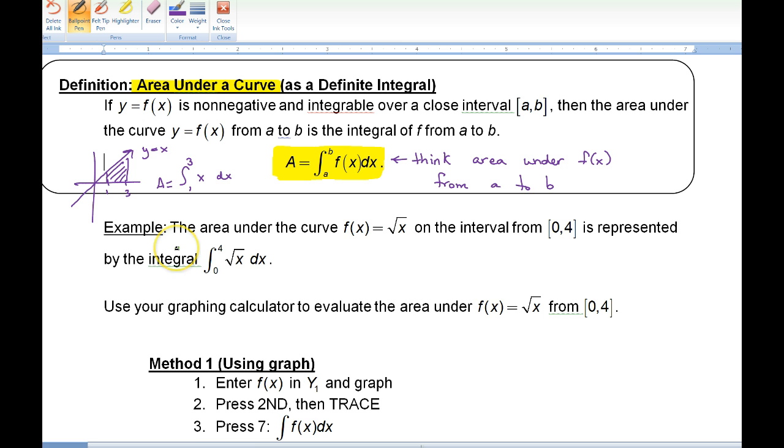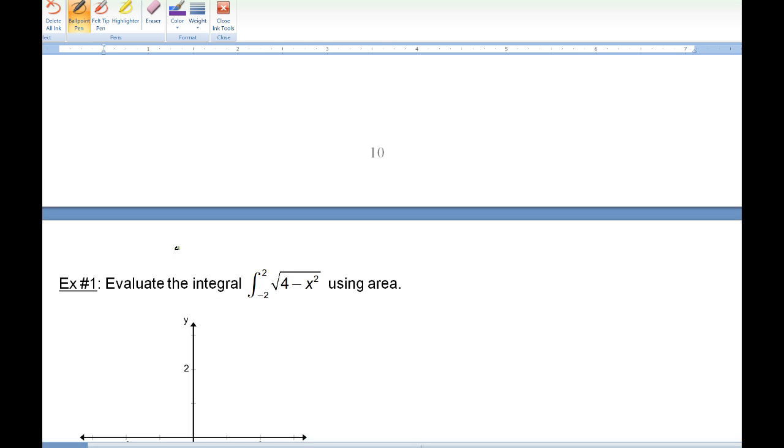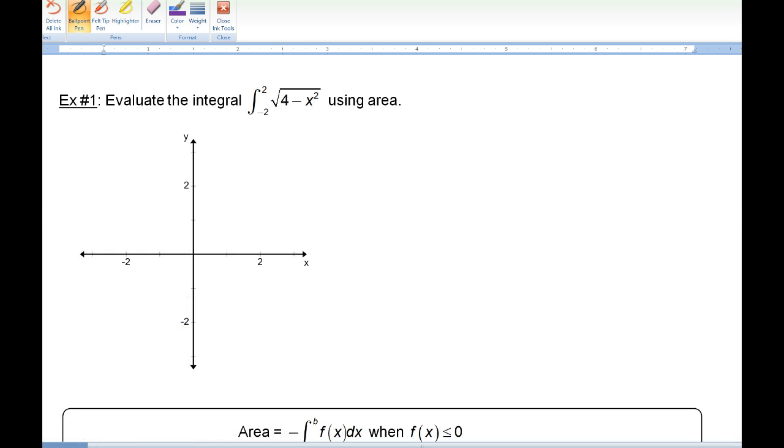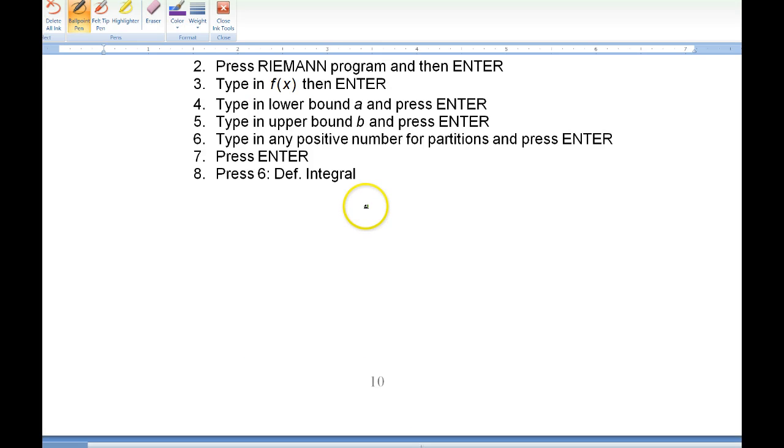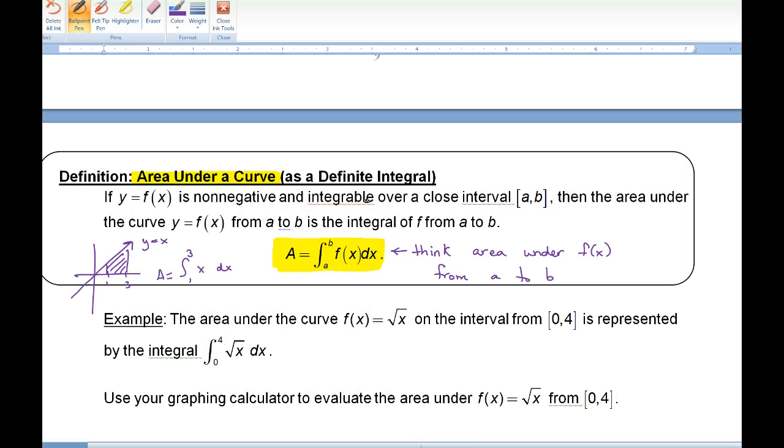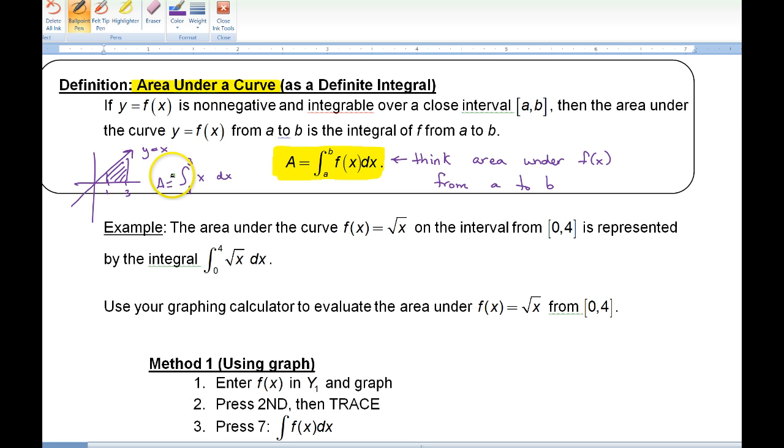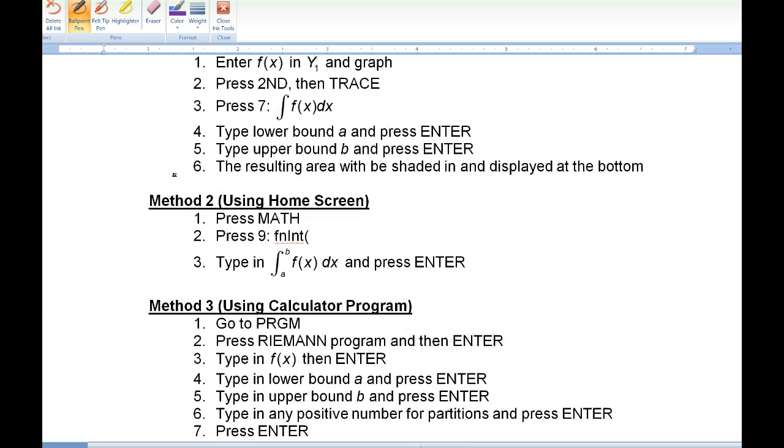Okay, it involves geometry. I'm actually going to skip to the next page. I'll go back to the calculator part in a minute. That's an integral from 1 to 3 of x dx. I'll come back to the calculator part. We'll do the next part by hand.